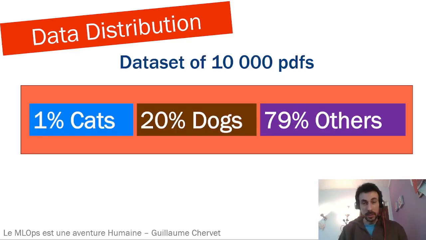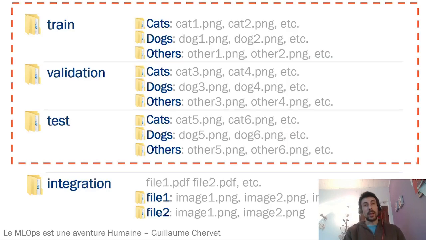And so for an AI, it's going to be a bit like us. In other words, if out of a set of 10,000 PDFs, 1% is a cat, 20% is a dog, and all the rest are images of others, well, the AI won't have had much experience of cats, and it's likely to be much harder for the AI to be able to predict a cat. So it's very important to distribute your data properly. So what are we going to do in this data splitting stage?